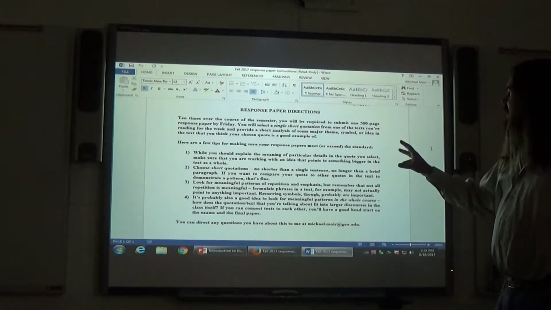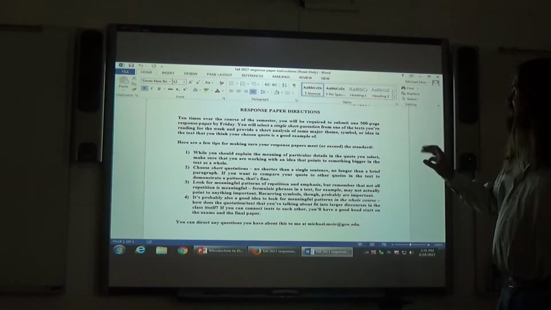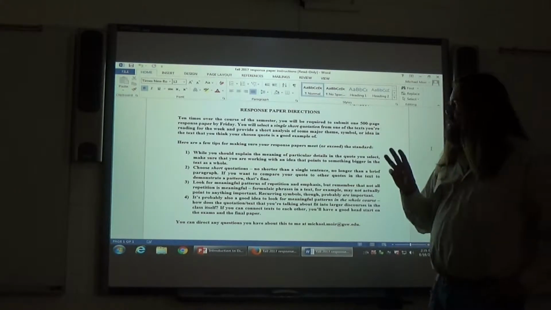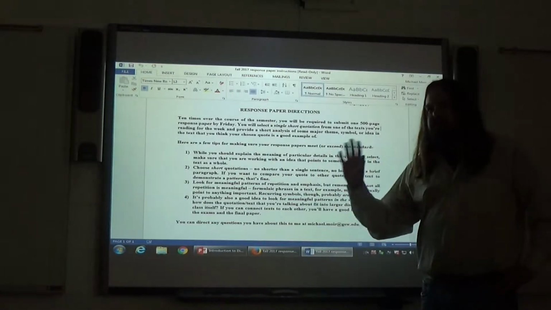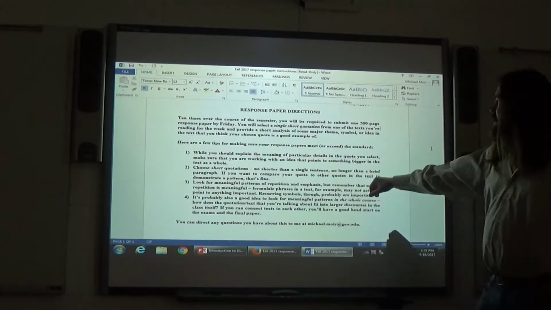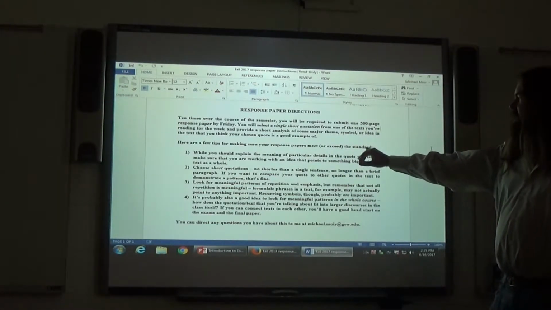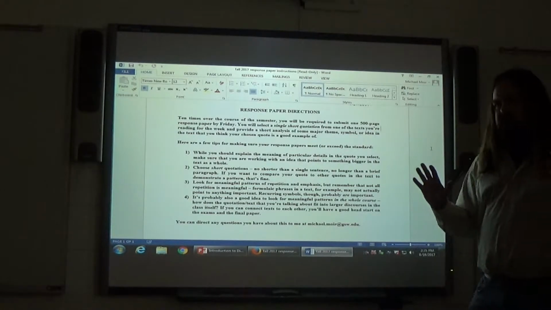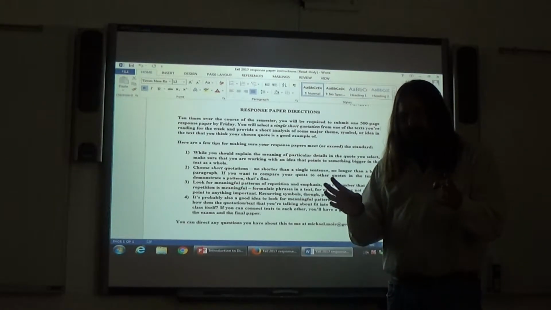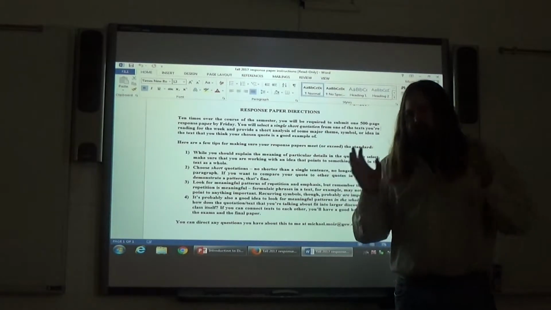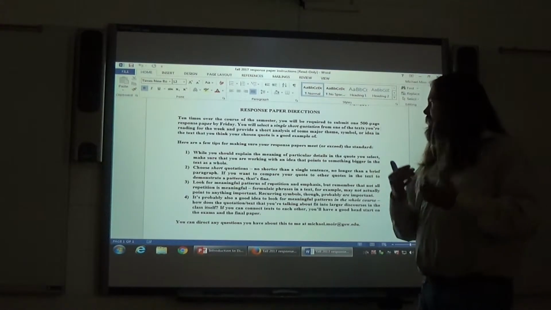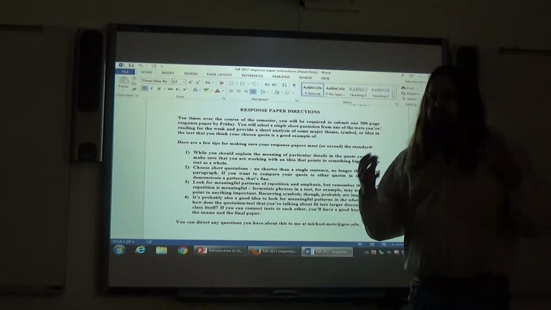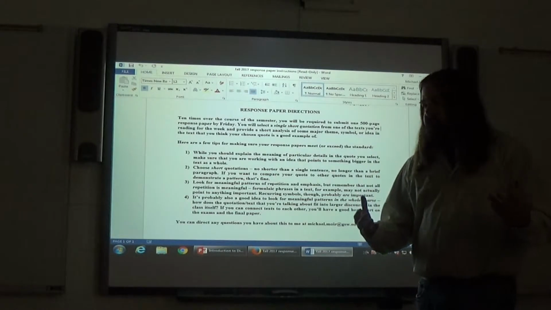And provide a short analysis of some major theme, symbol, or idea in the text that you think your chosen quote is a good example of. So here's what you're going to want to do with this. First, while I do want you to explain the meaning of particular details in the quote you choose, do a good, solid, close reading of it, what I'm more interested in is how it relates to some bigger idea in the text. How is it representative of some bigger pattern or theme?